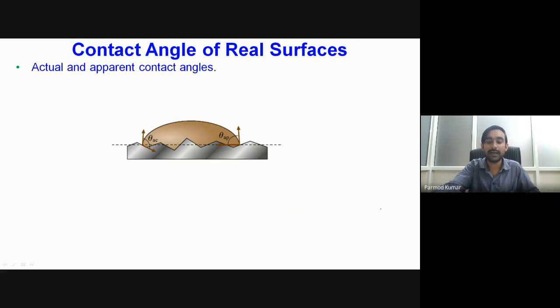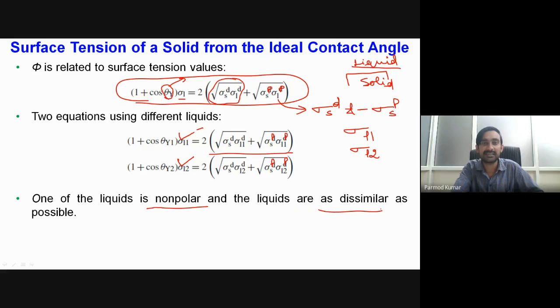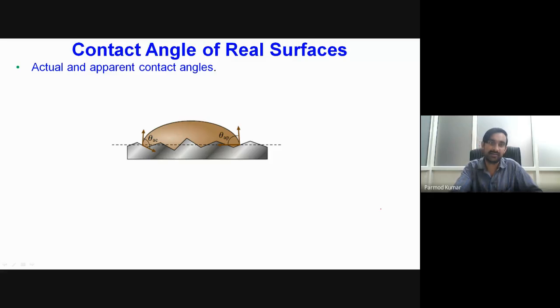Till this point, whatever we have discussed is all about ideal surfaces, when we have a clean solid surface. But in actual practice, we will not have a perfectly smooth surface, and there will be some surface roughness associated with the solid surface. Because of that, we will have the formation of two types of contact angles: actual contact angle and apparent contact angle.